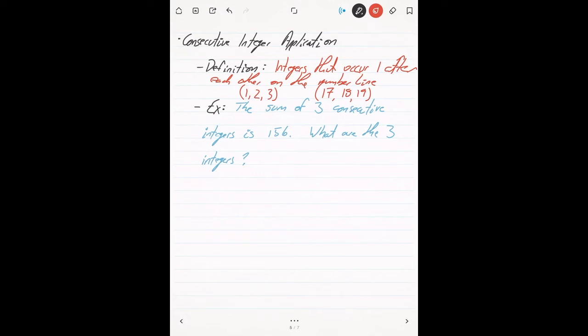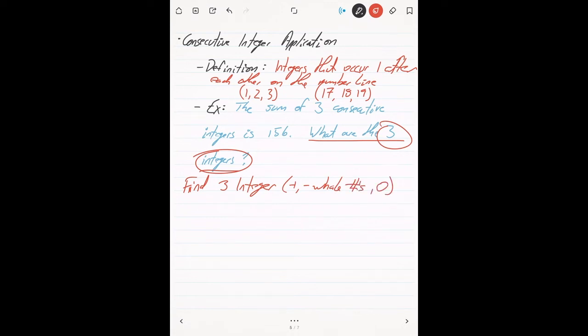So in this problem, the sum of 3 of these consecutive integers is 156. What are the 3 integers? Okay, what do you need to find in this problem? We need to find 3 integers, which are positive or negative whole numbers, or 0. 0 also counts as an integer. Okay, we know what we need to find. We're going to need to find 3 different positive or negative whole numbers. And since they're consecutive, we're assuming that they're going to be next to each other on the number line.